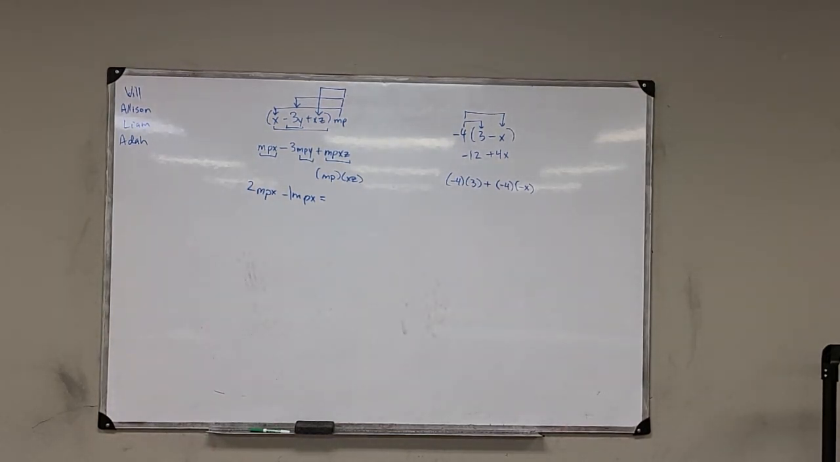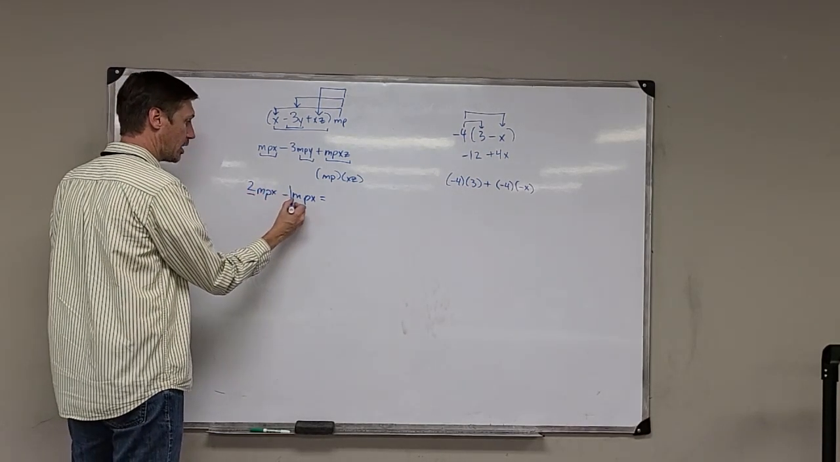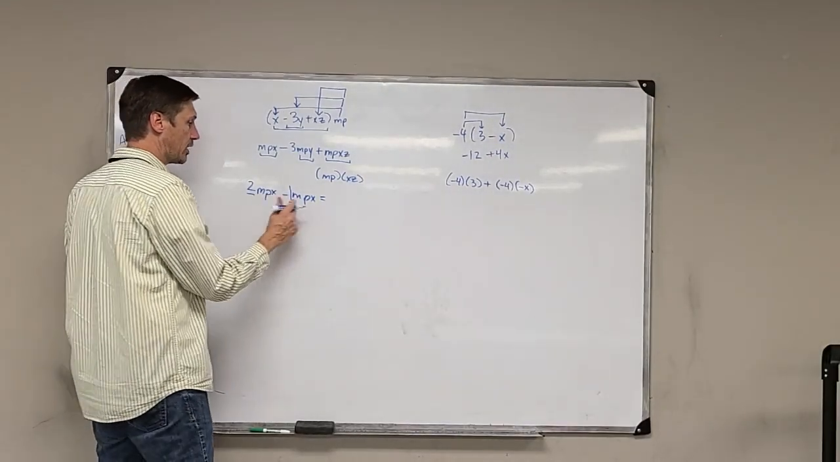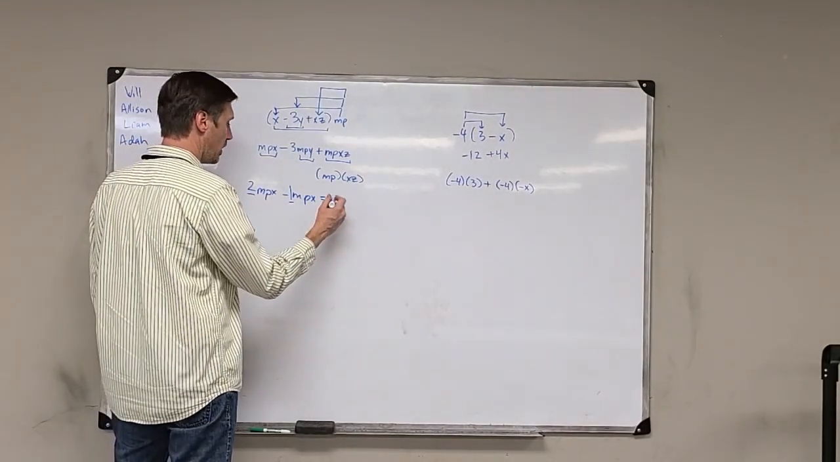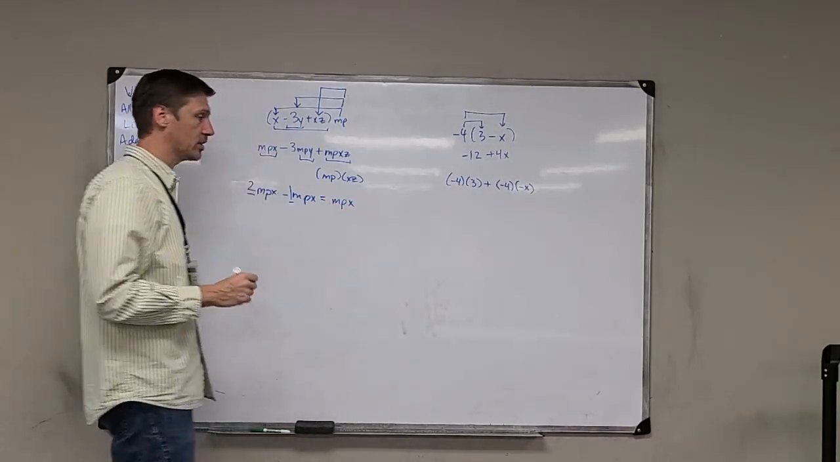You know how you figure out what the coefficient is? 1 MPX, right? So you always subtract the coefficients. If the variables are the same in the terms, then you can subtract the coefficients. So 2 minus 1 is 1. And since we don't write the 1, since that's just understood, we would say that our final answer was MPX.